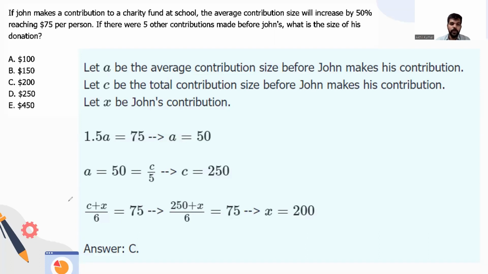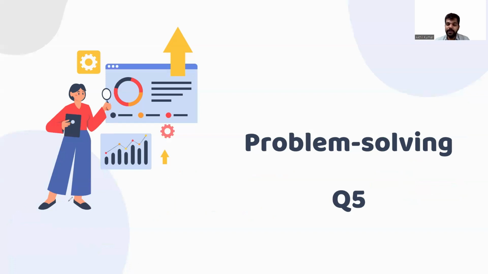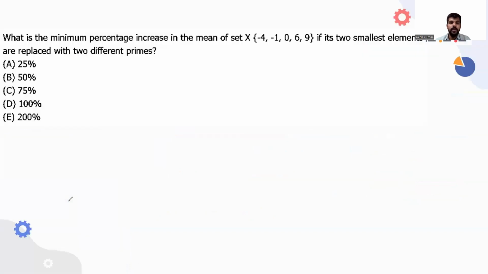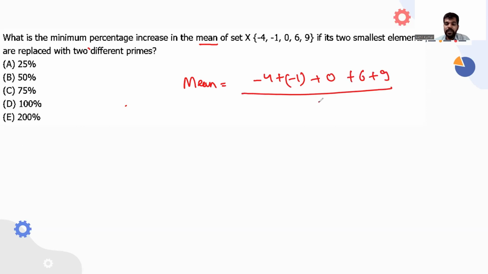Now, we will move forward to the next question. That is question number 5, and that is the last question of this video. So this question is again based upon the mean. We need to firstly find out the mean of these values: -4 plus -1 plus 0 plus 6 plus 9. For the mean, we need to divide by the total number of observations. Mean is nothing but average.